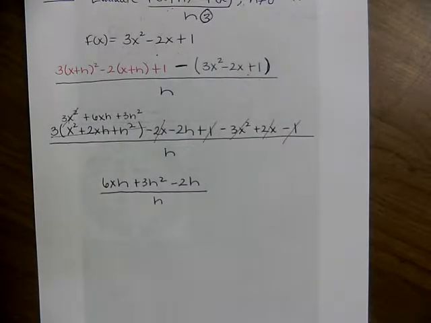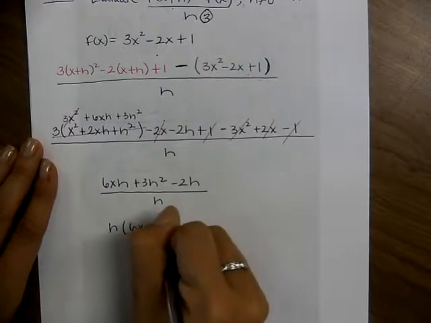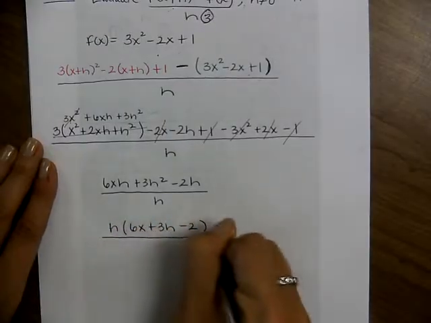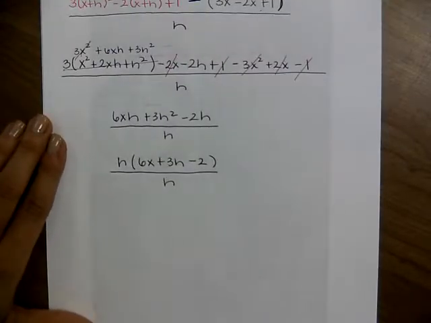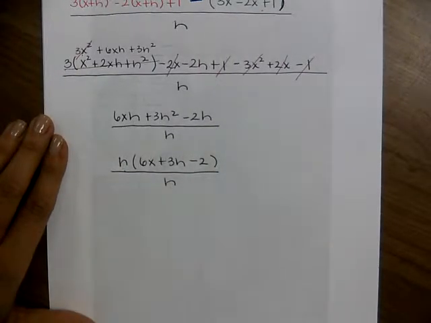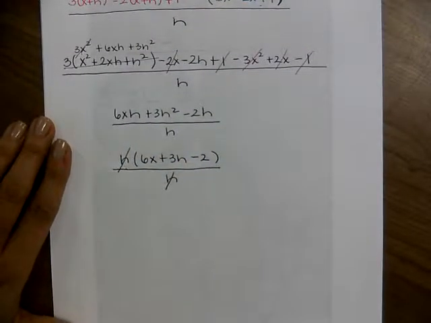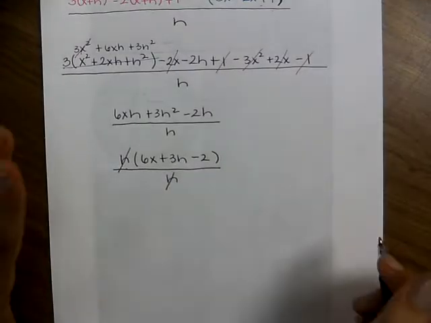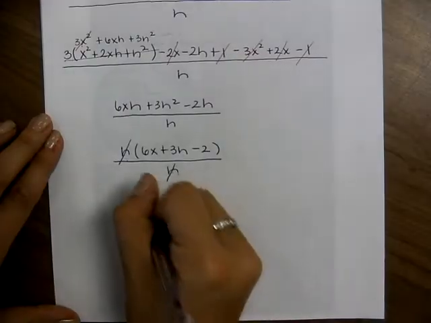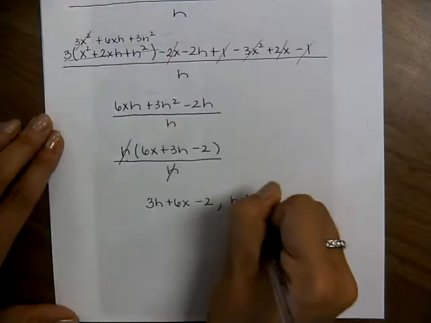What do you notice about everything in the numerator? They have an h. So because they all have a common term, I can factor out that h. When I factor that out of the numerator, I'm left with 6x plus 3h minus 2, all divided by h. Now that I'm multiplying h times this polynomial, and I have this h in the denominator, these can cancel. When you have multiple terms and they have different variables, you put them in alphabetical order. Okay? So the final answer should be 3h plus 6x minus 2, where h can equal 0.